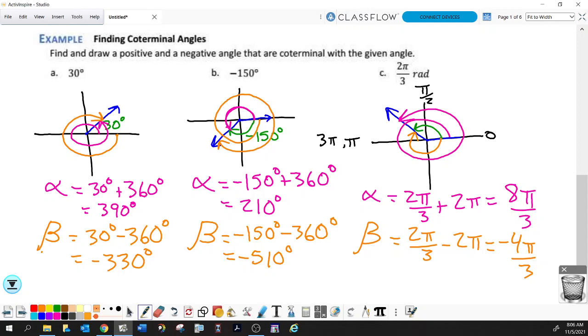What do we think about finding coterminal angles? No? Well, what can I help you with? While you're formulating your question.